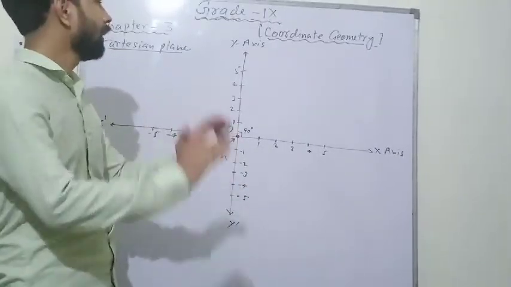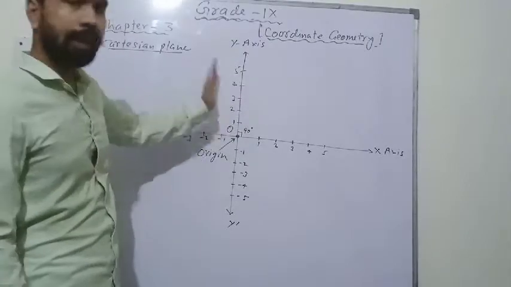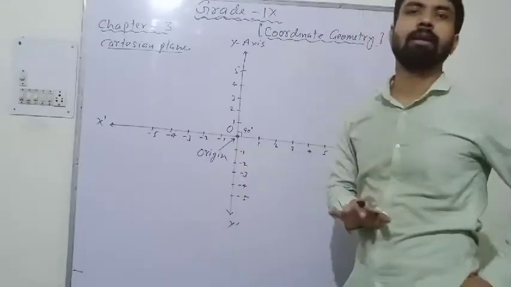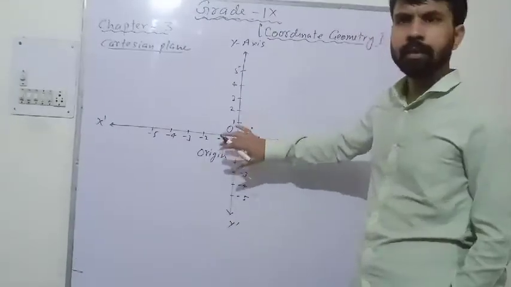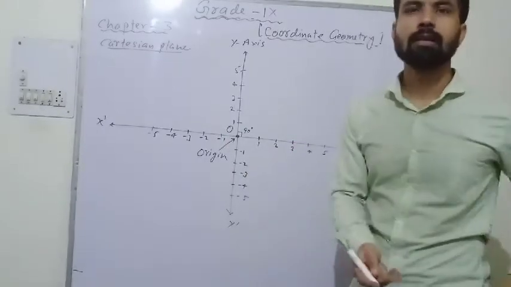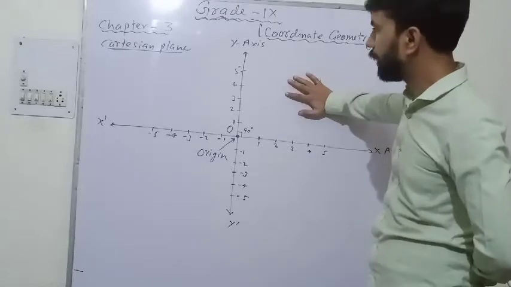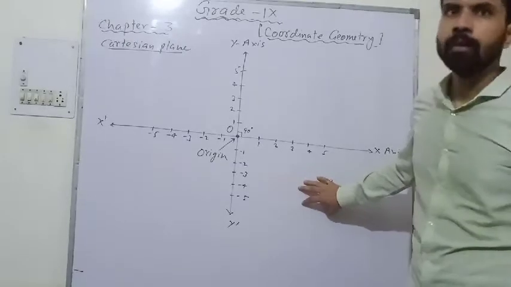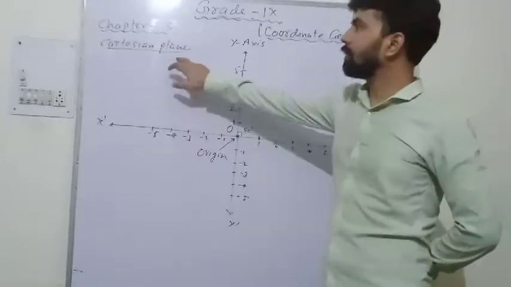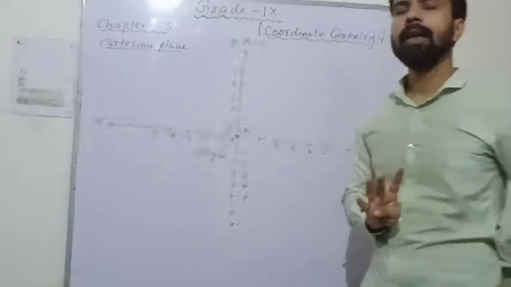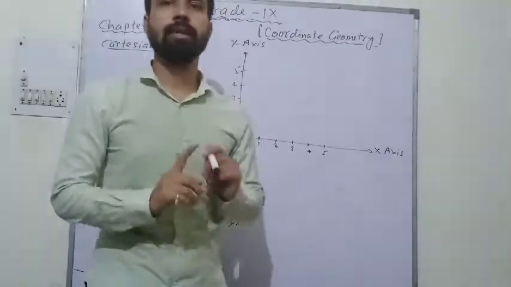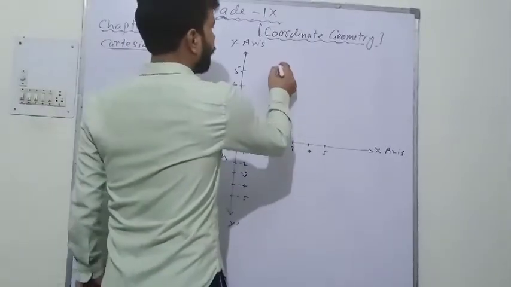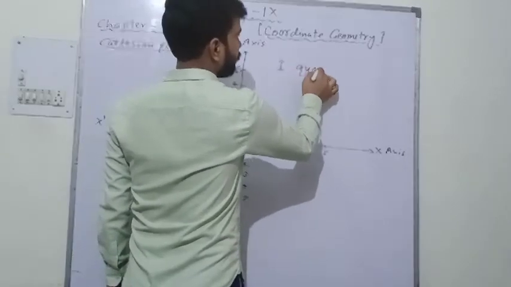Clear? Okay. Now see, these coordinate axes divide the whole Cartesian plane into how many parts? Four parts. First part is this, second part, third part and fourth part. These axes divide the Cartesian plane into 4 parts, and these parts are known as quadrants.